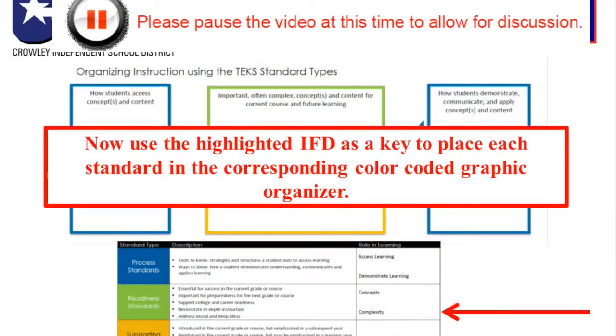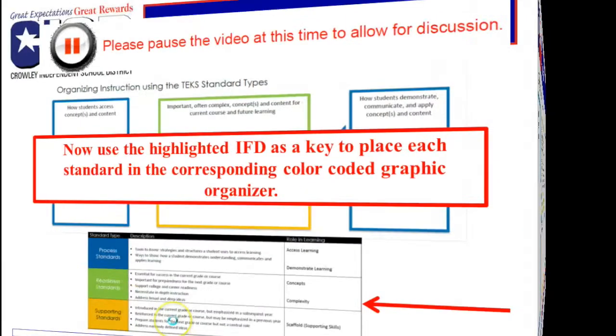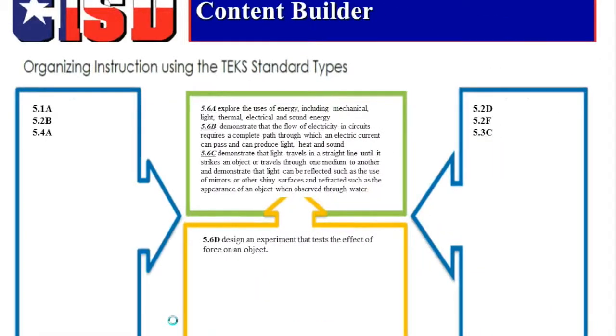Now, use the highlighted IFD as a key to place each standard in the corresponding color-coded graphic organizer. Please take a moment to review the placement of each of the TEKS. Notice for this unit there are 3 readiness standards, which are 5.6a, 5.6b, and 5.6c.